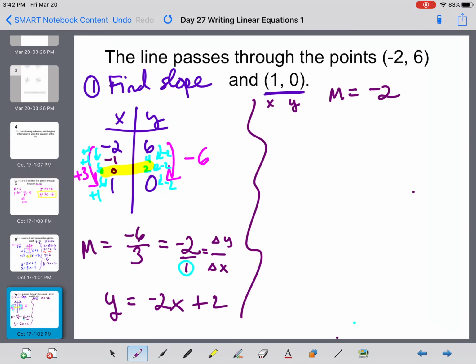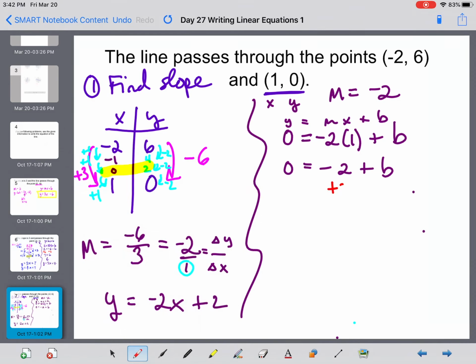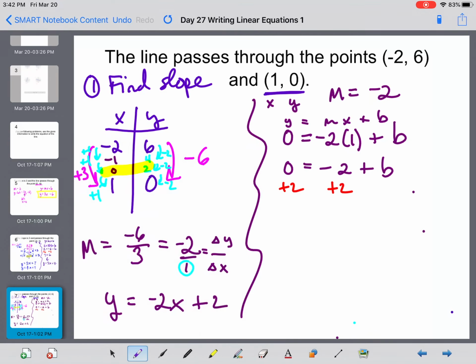I might pick the point 1, 0 just because that one looks a little bit nicer. And I'm going to plug it in. So y equals m times x plus b. And now I'm going to go ahead and solve this equation. -2 times 1 is -2, and then I have my plus b. And here we go. Let's add 2 to both sides, and let's see what we get. So my y-intercept here is 2.